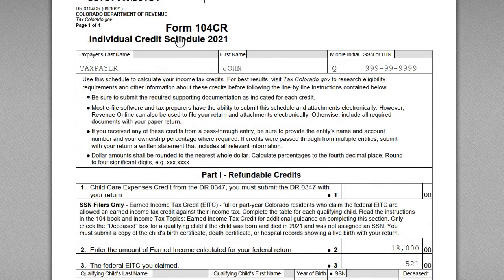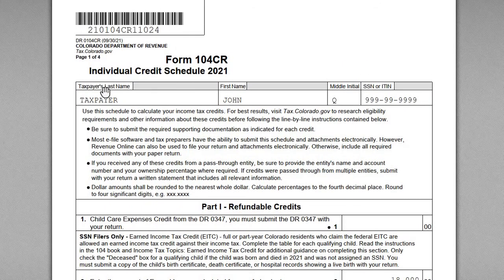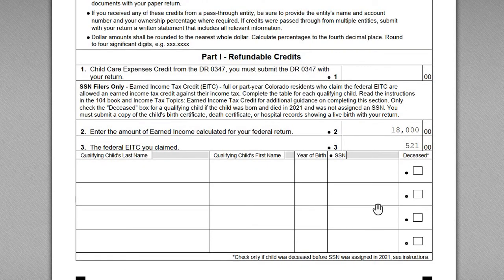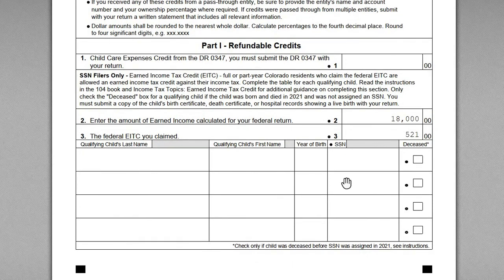So Form 104CR, right, this is the form that's used to compute the individual tax credits. So in Part 1 here, we pull the information first from the federal return, right? Remember, the Colorado earned income tax credit for 2021 and prior years is 10% of the EITC, but it's actually going up to 15% in 2022. So if you're watching this in 2023, while preparing your 2022 tax return, you've got a larger amount of credit. So we've got the $18,000, that's his earned income. $521 is the federal EITC that he's claiming.